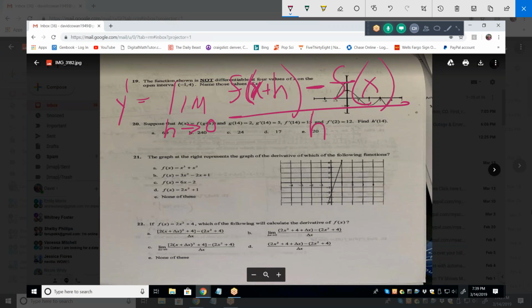the best way to do these is to go ahead and list what f of x plus h is. This is f of x. So what is f of x plus h? Would that be 2 times x plus h squared plus 4? Yep. What is f of x? 2x squared plus 4.